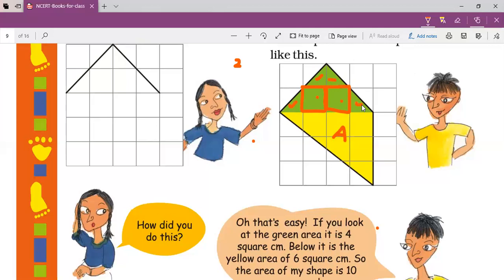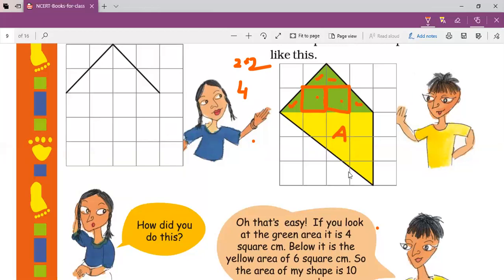As I told you, when we have 2 halves and we add them, we will get 1 square. If we have 4 halves here, 1, 2, 3 and 4, when we add 4 halves, how many squares will we get? We'll get 2 complete squares. So we completed 2 and we got 2 more complete squares. What will be the addition? 4 square centimeter. Understood how the green area is 4 square centimeter?